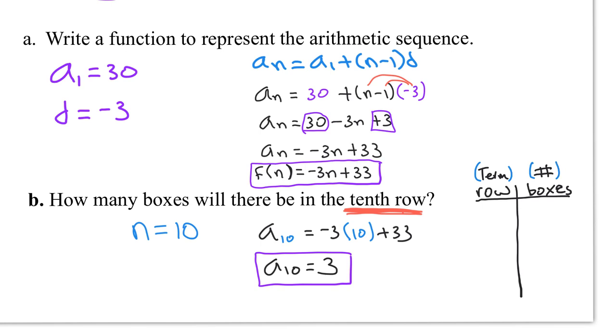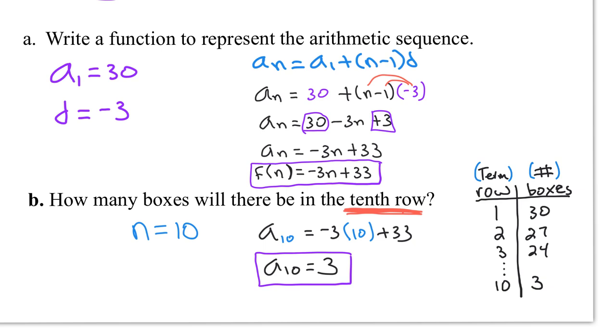So in my first row or my first term, I have 30 boxes. Since I'm subtracting 3, it says there that it's 3 fewer boxes on the next row, the row below. So my second row or my second term is going to be 27. My third row is going to be 24. And then you guys keep going, keep going, keep going. And when you get to the 10th row, you will have 3 boxes, only 3.